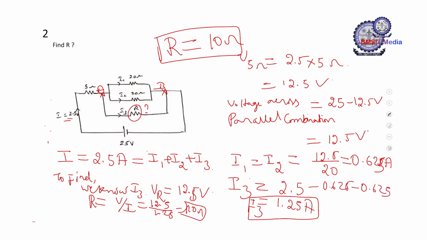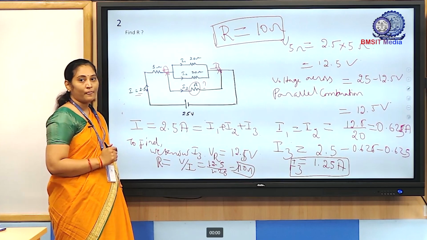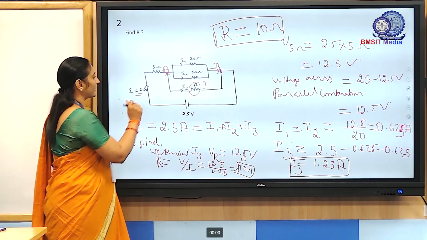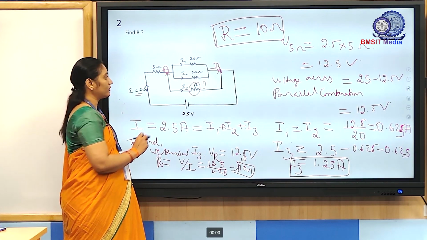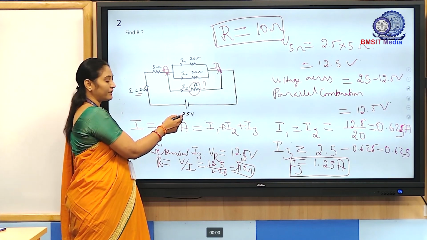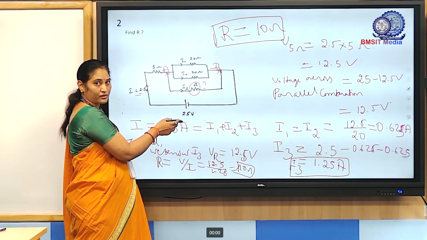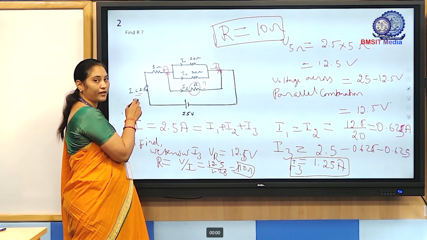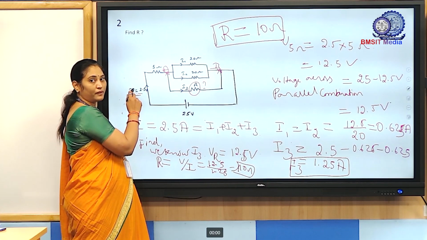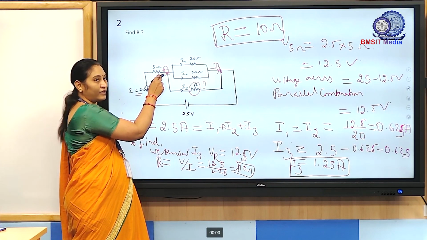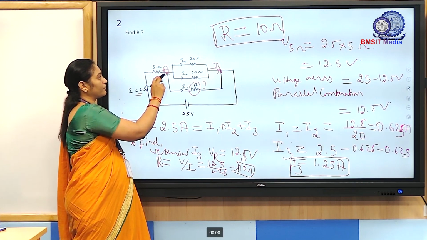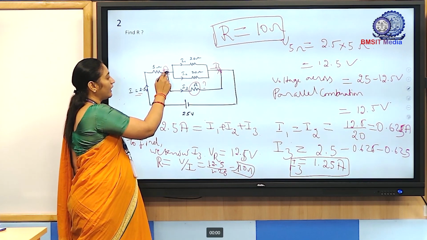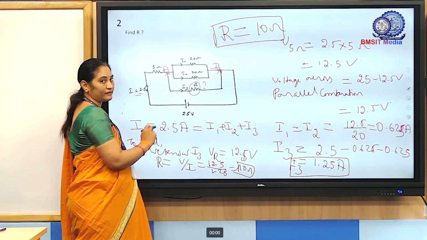Let me explain once again. In order to find R, first we need to find the current passing through this R. For that, the current generated by the 25 volts is equal to 2.5 amps. This 2.5 amps, at this node A, divides into I1, I2 and I3.